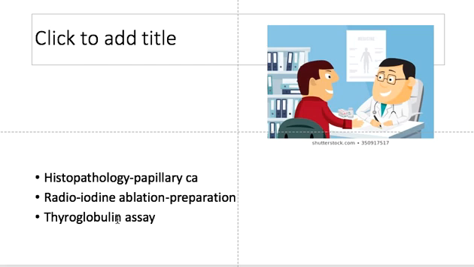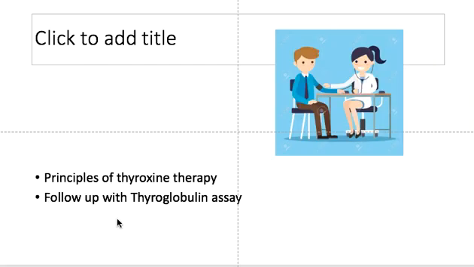So the patient will undergo the radioiodine ablation, which will destroy any residual thyroid tissue and also any micromets. Then after the radioiodine therapy, you start the patient on thyroxine. So what are the principles of thyroxine therapy? Now, differentiated thyroid cancer is TSH dependent. The thyroid cancer cells also will grow in the presence of high TSH levels.